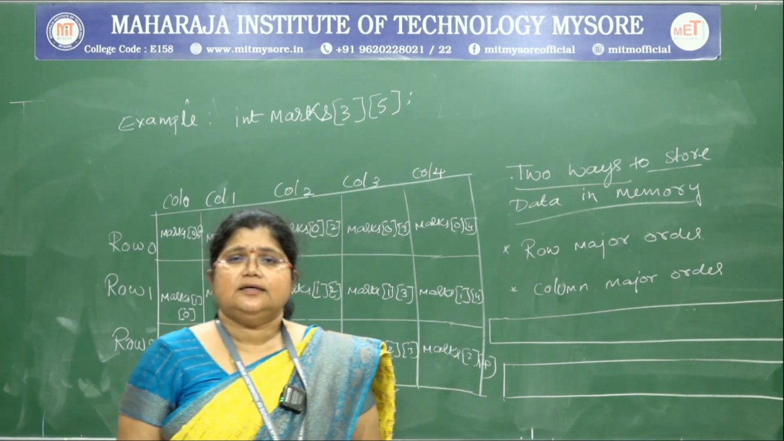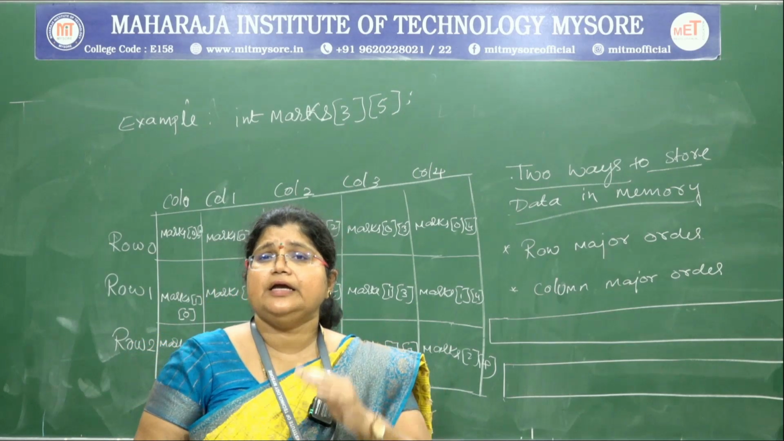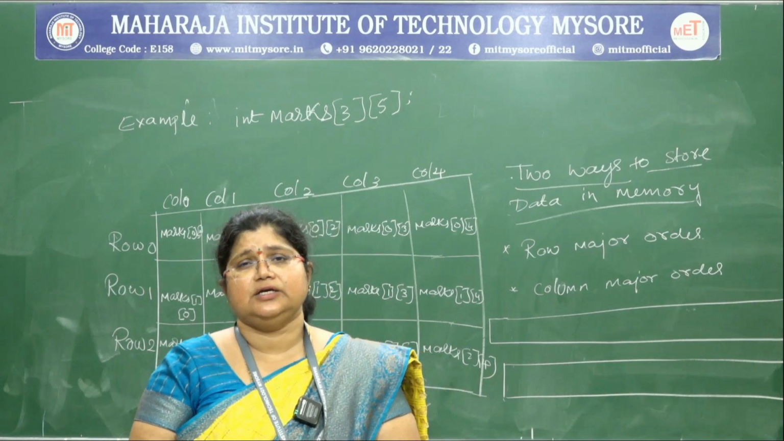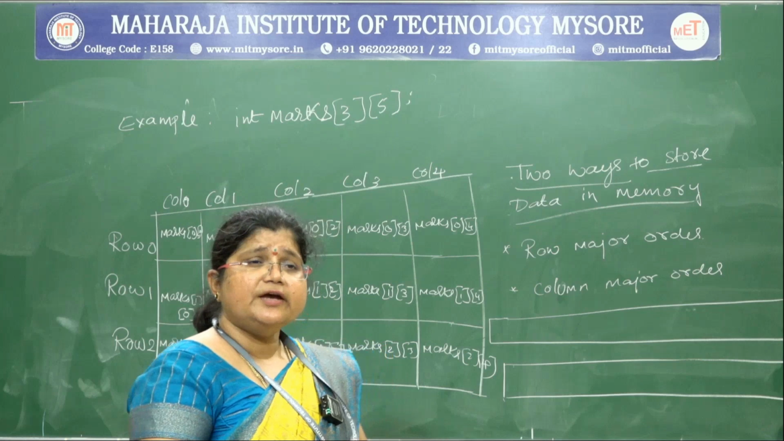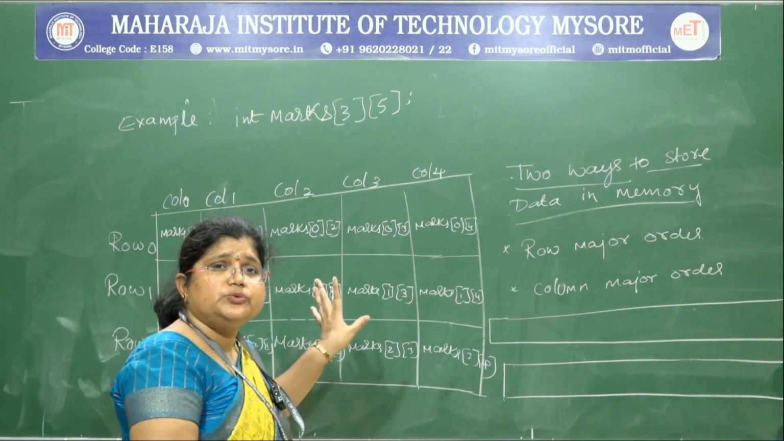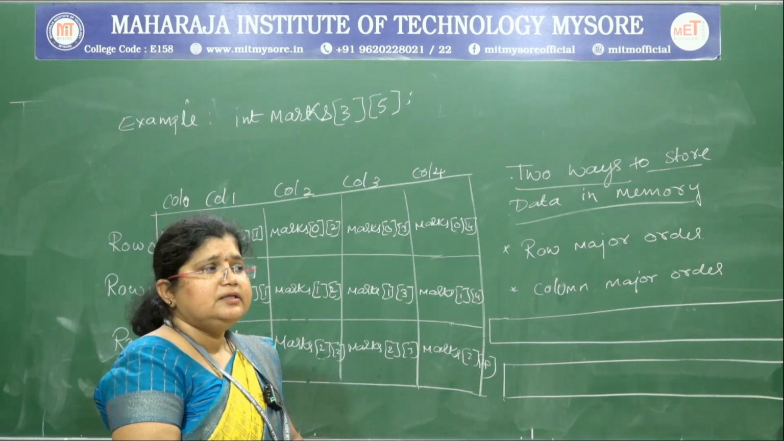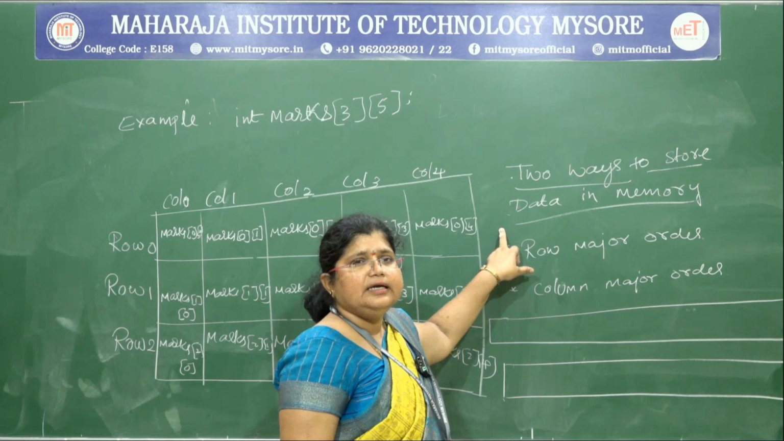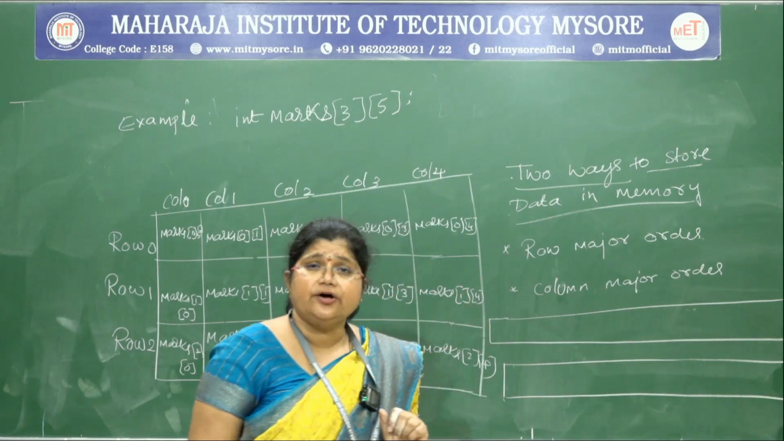As I said, the memory stores the data in a sequential manner. Now the next question is how to save this table, that is a two-dimensional array, in a memory sequentially. There are two ways to store the data in a memory. The first one is row major order.